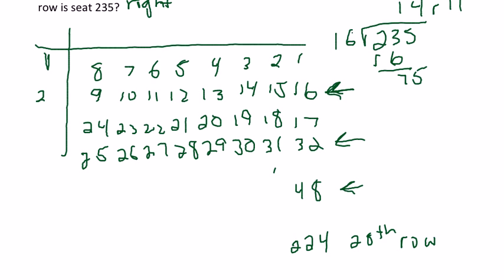And so the 29th row is going to start with 225 and go 8 numbers, but since we've got a remainder 11, we need to go 11 numbers, and so 235 actually lands in the 30th row. And so the answer to this question is it's in the 30th row.